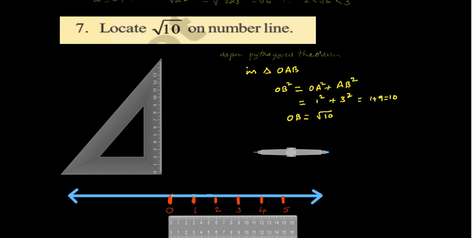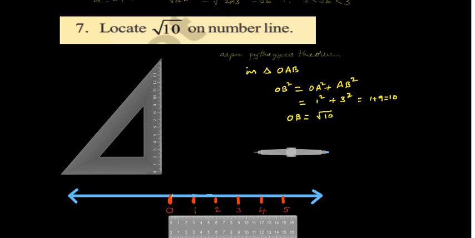Then, as per Pythagoras, what you get? OB square is equal to 10. Taking the square root, OB is equal to root 10. As per Pythagoras theorem, the hypotenuse is root 10 when OA is 1 and AB is 3.